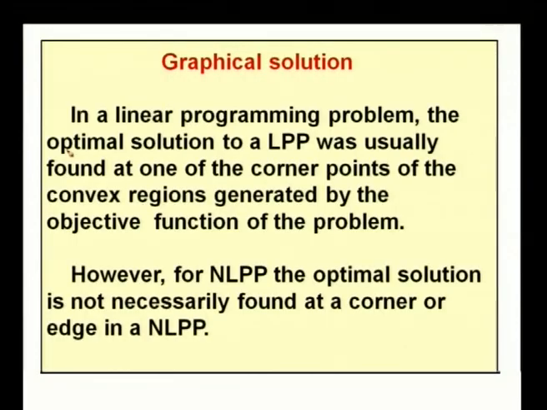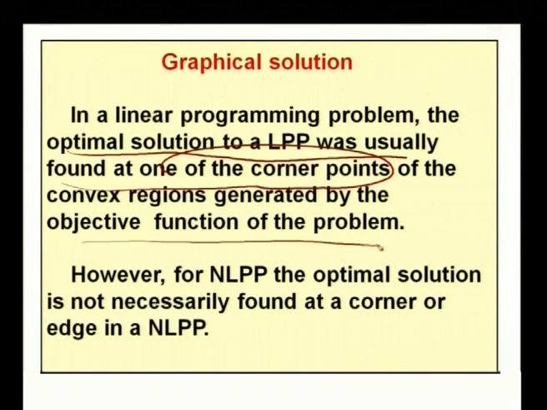So, by plotting the constraints in a graph, we obtain the feasible region. From this feasible region, we try to find the optimum solutions. We have seen that in a linear programming problem, the optimum solution is obtained at the extreme points. That means, in a linear programming problem, the optimal solution to the LPP is usually found at one of the corner points of the convex region generated by the constraints of the problem.